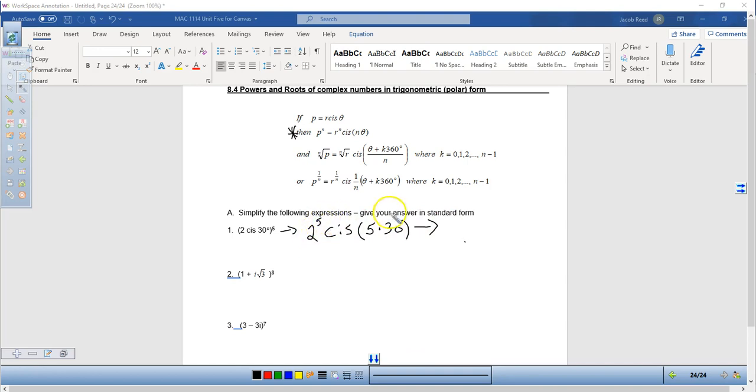2 to the 5th power, that's 2 times 2 times 2 times 2 times 2. Let's see, 2 times 2 is 4, times 2 is 8, times 2 is 16, times 2 is 32. Cosine plus i sine of 150 degrees.